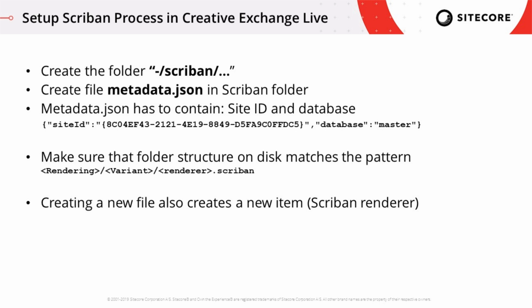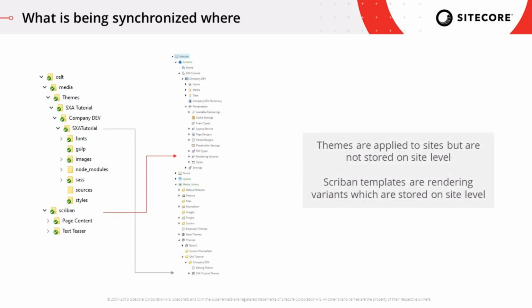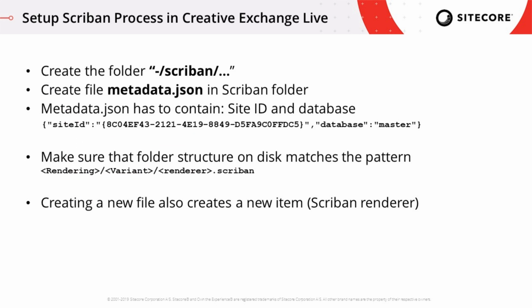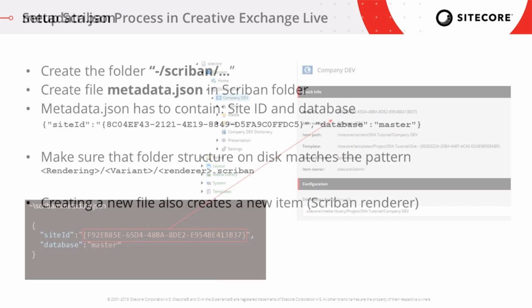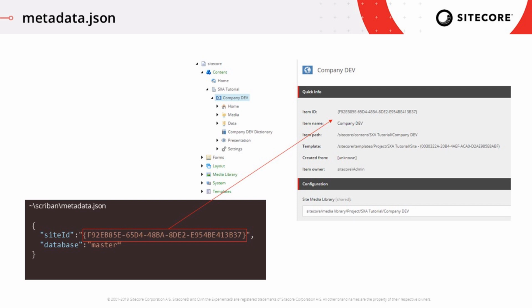In addition, the Scriban files will not synchronize to the theme, but they will synchronize to a site. To configure which site we want to synchronize our Scriban files to, we need to set up a configuration file called metadata.json. We will create this file directly in the newly created Scriban folder. This metadata.json file contains only two things: on the one hand, the site ID of the site we want to synchronize our Scriban templates to, and on the other hand, the database that we want to synchronize to. Usually, I would say it will be the master database.